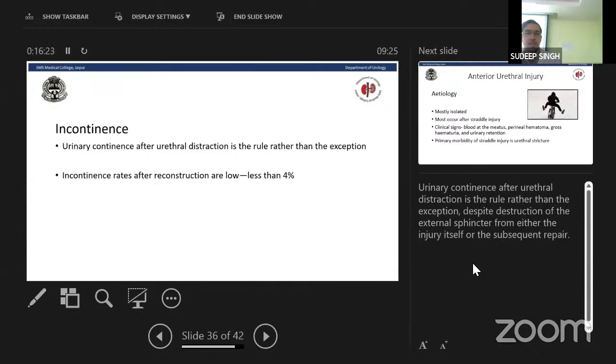Incontinence. The incontinence rate is very low, less than 4%. And very important, continence after the distraction injury is the rule rather than the exception. It has been seen that despite destruction of the external sphincter, the patient is continent.